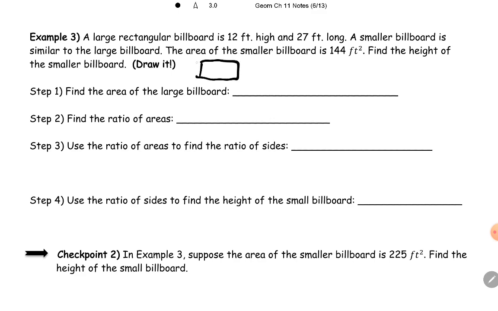So we got a big one. That's 12 by 27. And we have a smaller one, and they tell us that the area is 144. And we want to find the height. Okay. So first off, we need to find the area of the large billboard, because then we can compare their areas.